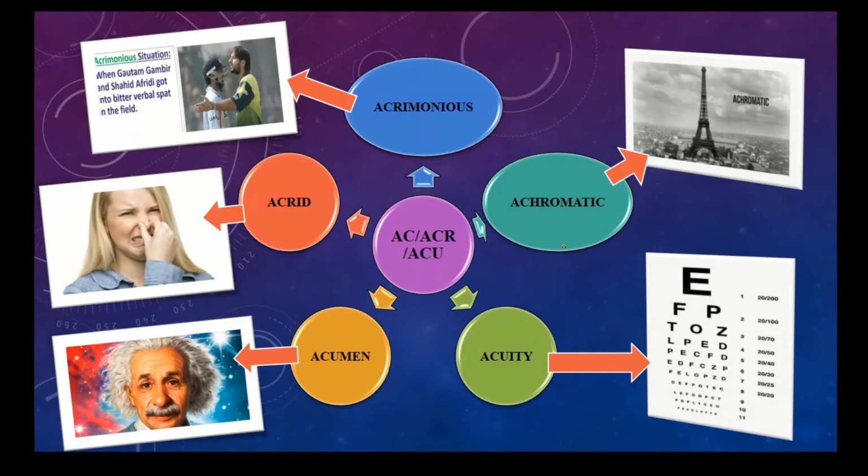Okay, next one, achromatic. So what is the meaning of achromatic? Something which is colorless. A-chromatic: a meaning no, chromatic meaning color. So that is the meaning, colorless. That's why I have put this black and white picture, to make you understand the meaning of achromatic. Clear? Now let us go to the next one.